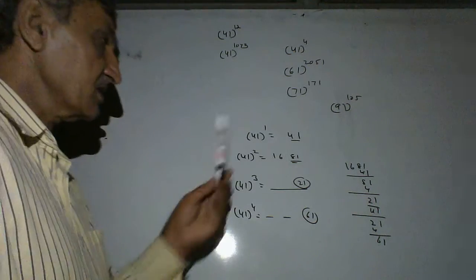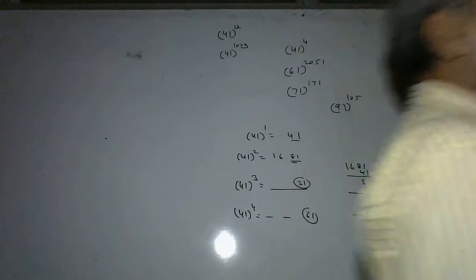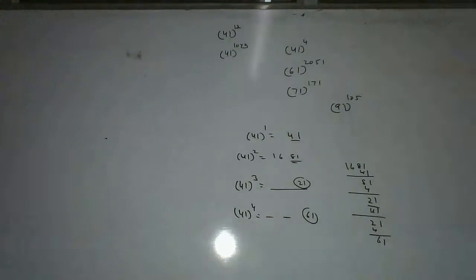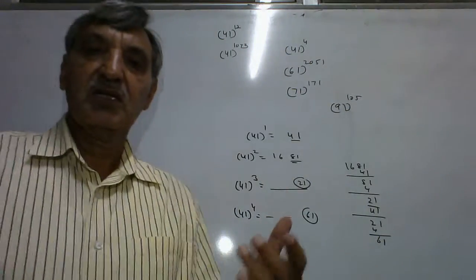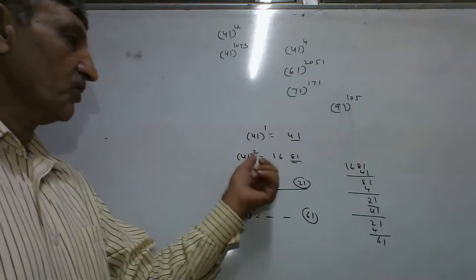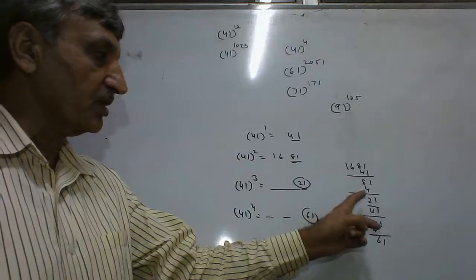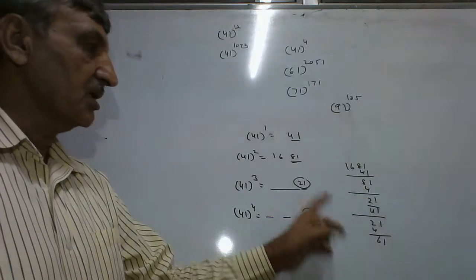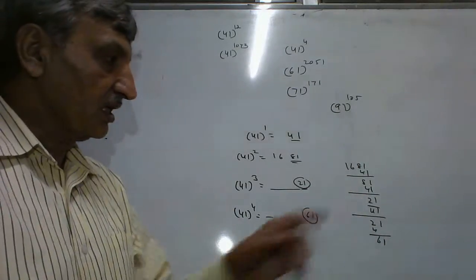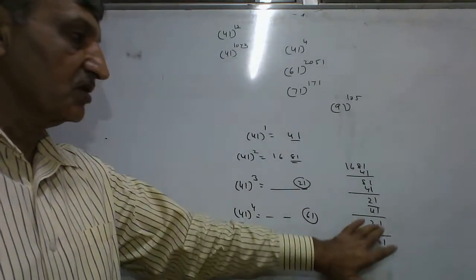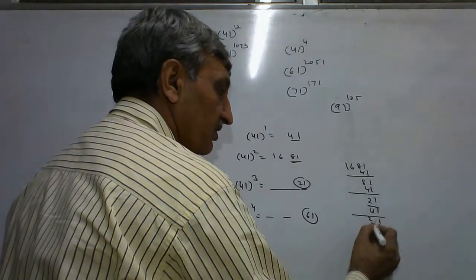Well, friends, first of all, let's say 41 raised to power 1. The last two digits are very clearly equal to 41. No need to explain this part. But 41 squared is 1681, the last two digits are 81. 41 cubed: when you multiply the 81 by 41, the last two digits are again 21. Multiply by 41 again, the last two digits are again 41, and so on.